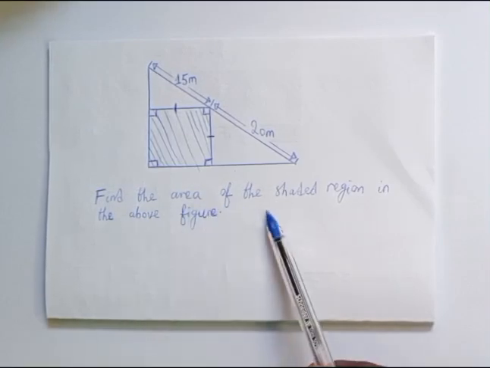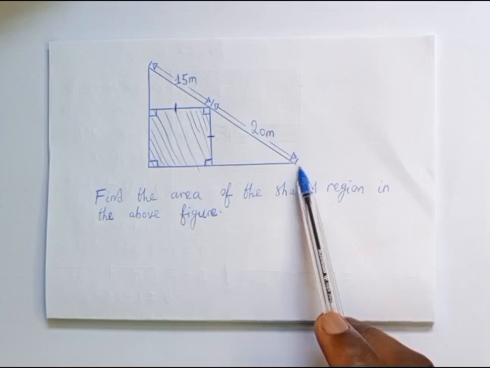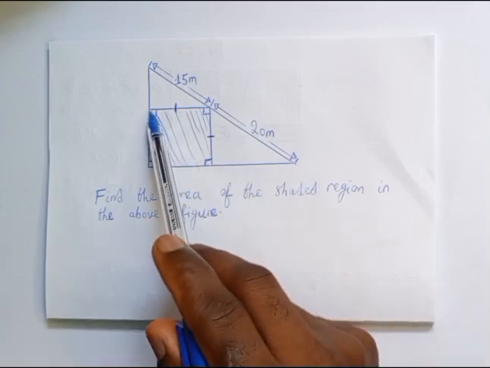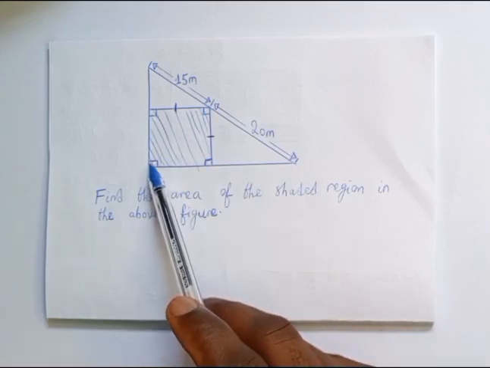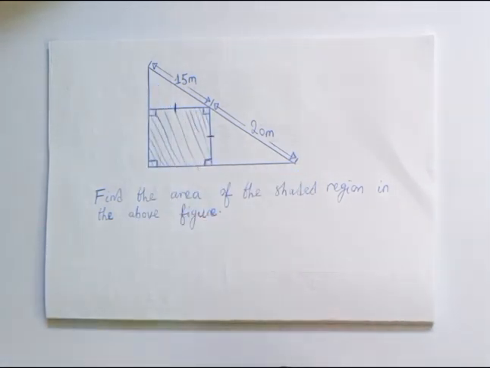Find the area of the shaded region in the above figure. This is a right angle triangle. We have to find the area of this square. From here to here is 20 meters. From here to here is 15 meters.